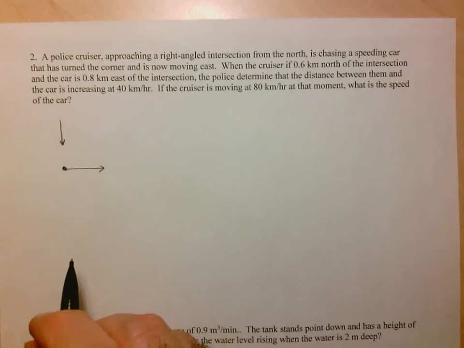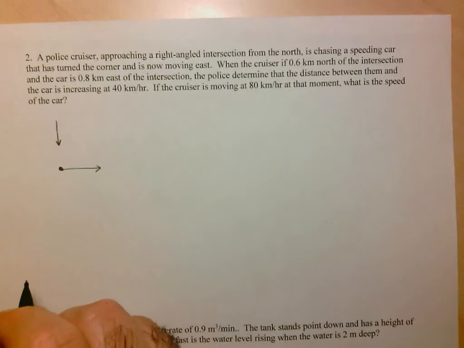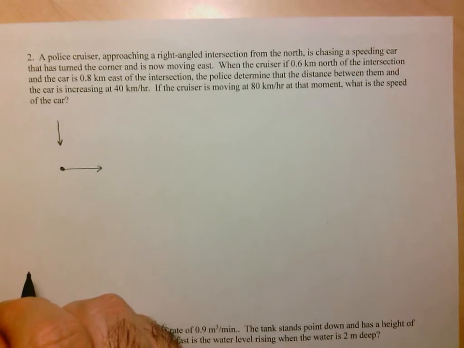It says when the cruiser is 0.6 kilometers north of the intersection, the car is 0.8 kilometers east of the intersection. The police determine that the distance between them and the car is increasing at 40 kilometers per hour. If the cruiser is moving 80 kilometers per hour at that moment, what is the speed of the car?